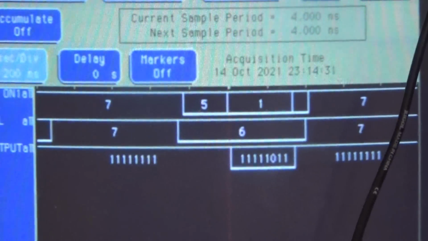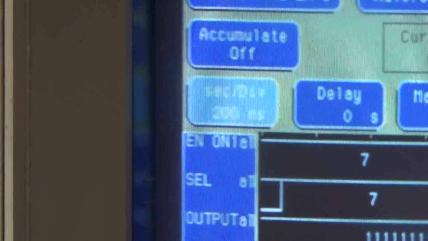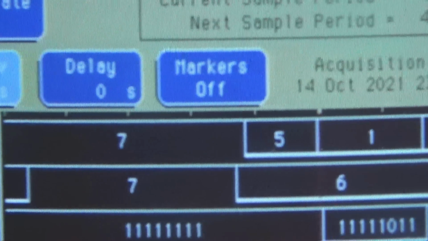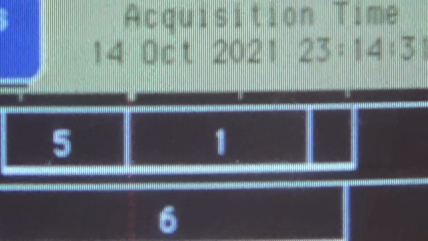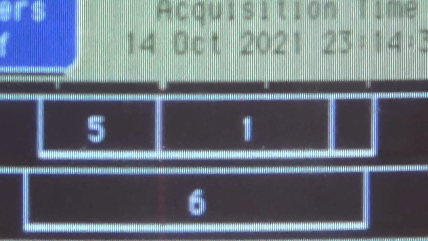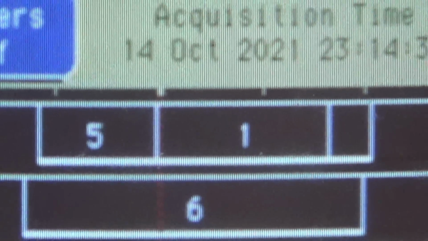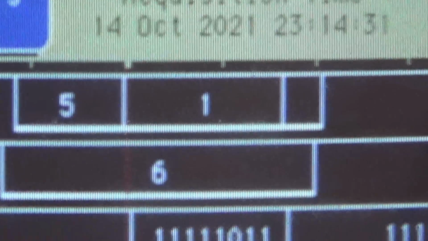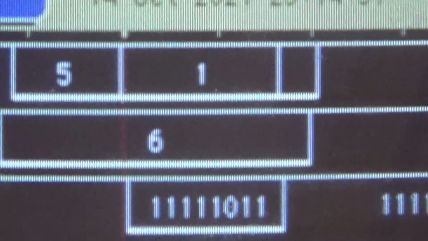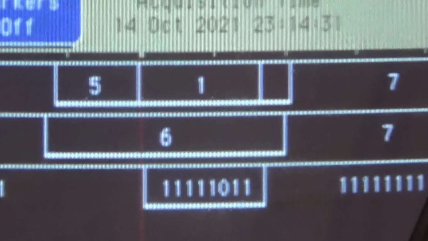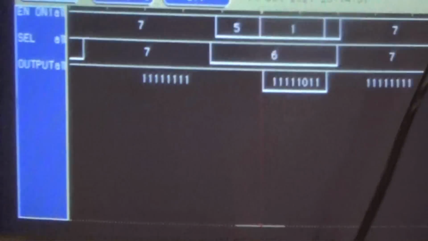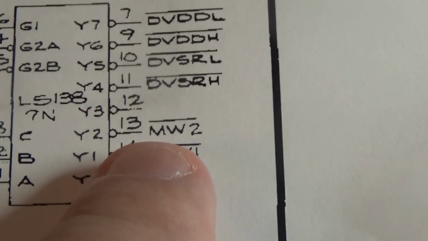And if you see here, up here, it's enabled on 1. So I'm triggering on 1. And right there is 1, and it's enabled. And we've got 6 on here. So we should have the 6th bit going low. Instead of the 6-bit, it's sending the 2-bit low, which is MW2.